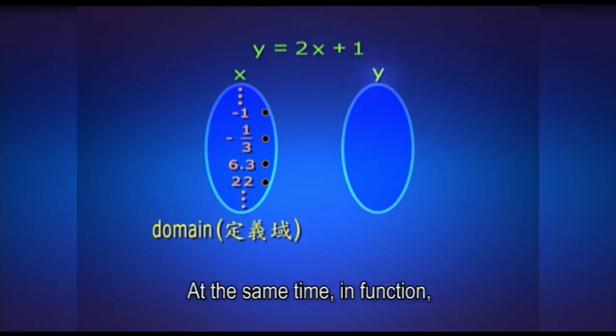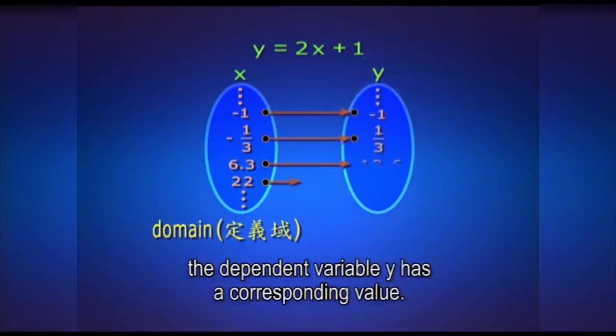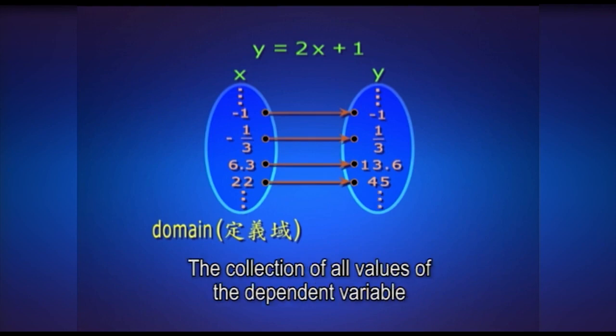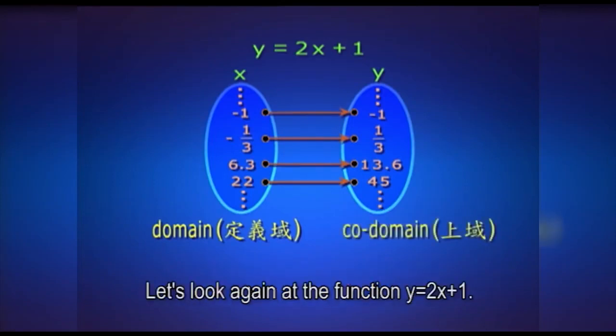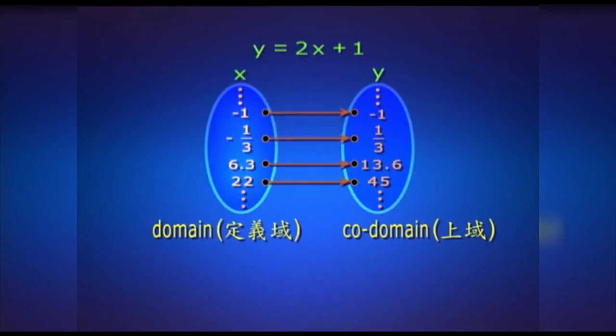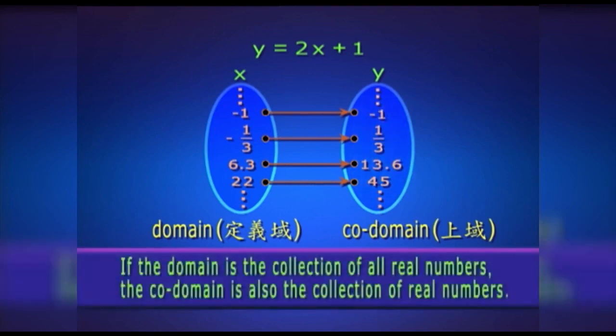At the same time, in a function, the dependent variable y has a corresponding value. The collection of all values of the dependent variable is called the codomain of the function. Let's look again at the function y equals 2x plus 1. If the domain is the collection of all real numbers, the codomain is also the collection of real numbers.